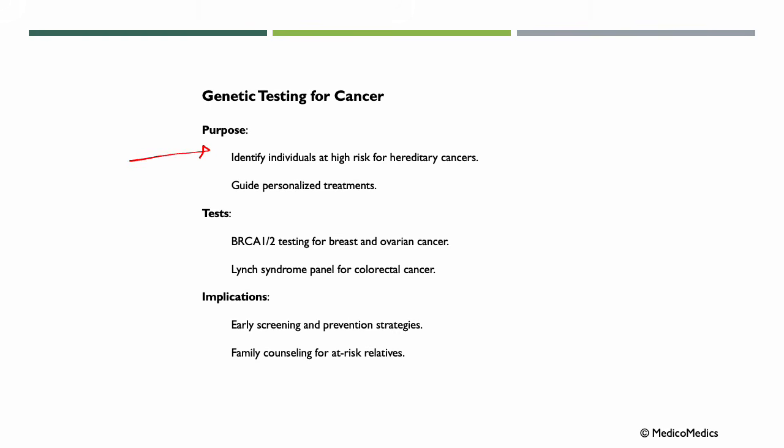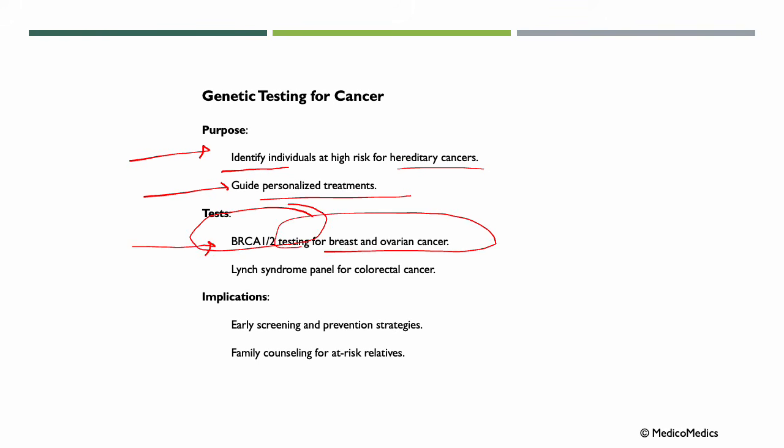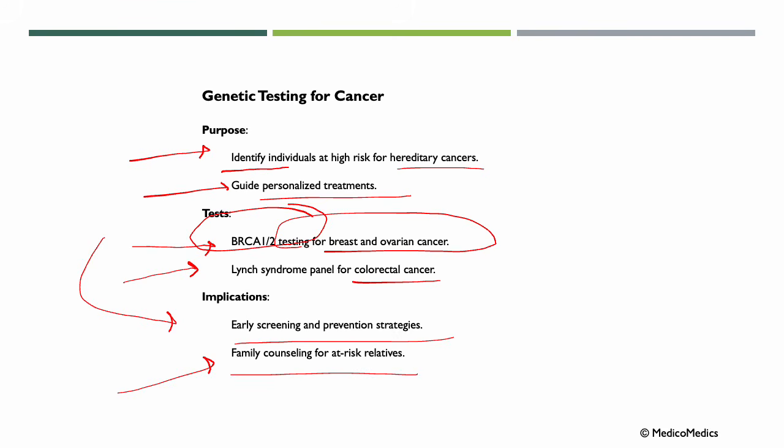So the purpose of genetic testing for cancer could be, for example, to identify individuals at high risk for hereditary cancers. It can help guide personalized treatments. Tests, for example, for BRCA1 and 2 could give us information for breast and ovarian cancer, Lynch syndrome panel for colorectal cancer. And the implication of this is early screening and prevention strategies. And of course, family counseling for at-risk relatives.